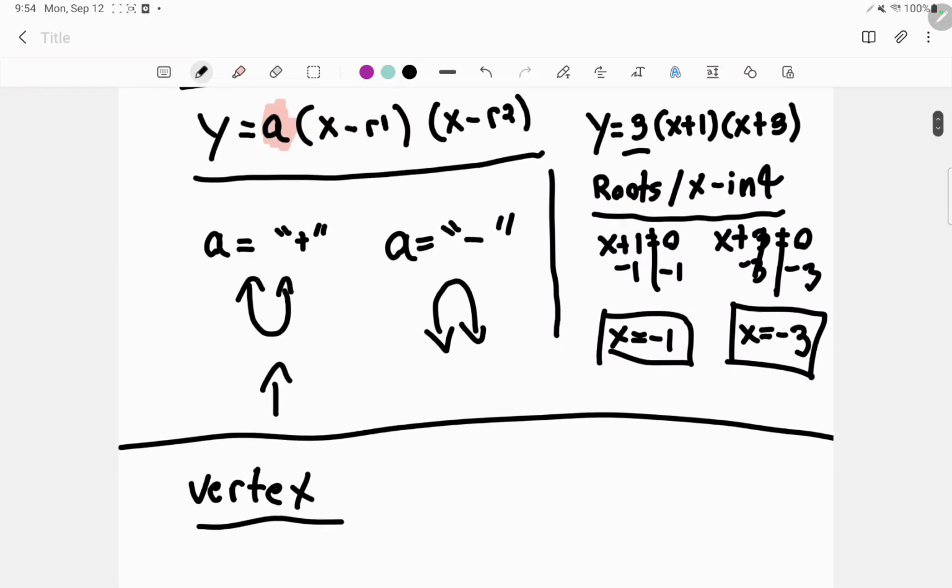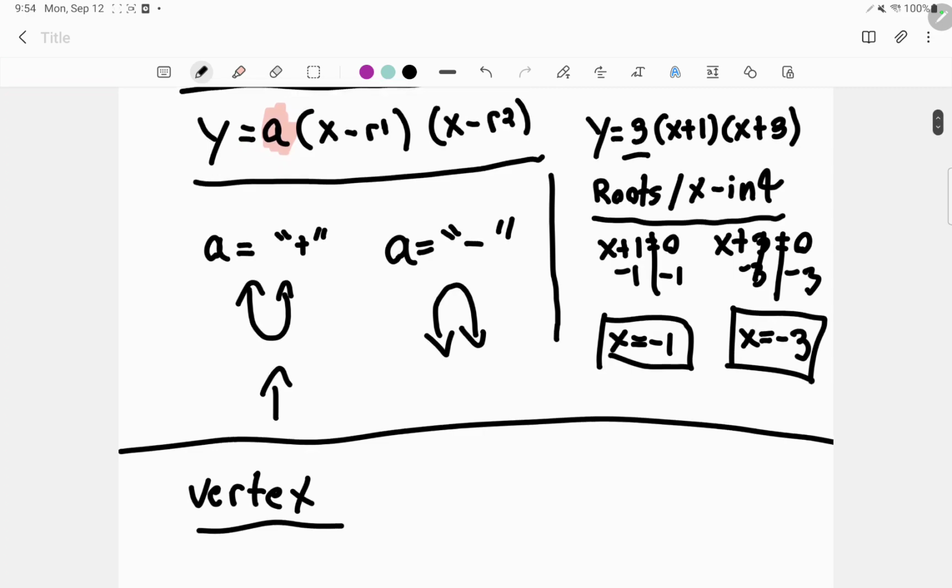Right, it seems like we have a lot of stuff. Where do we even start? I want you guys to go ahead and look at your two answers that we got over here: negative 1 and negative 3.